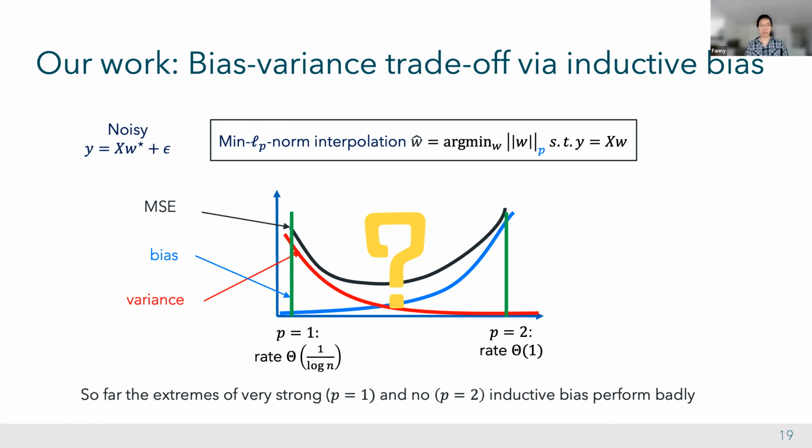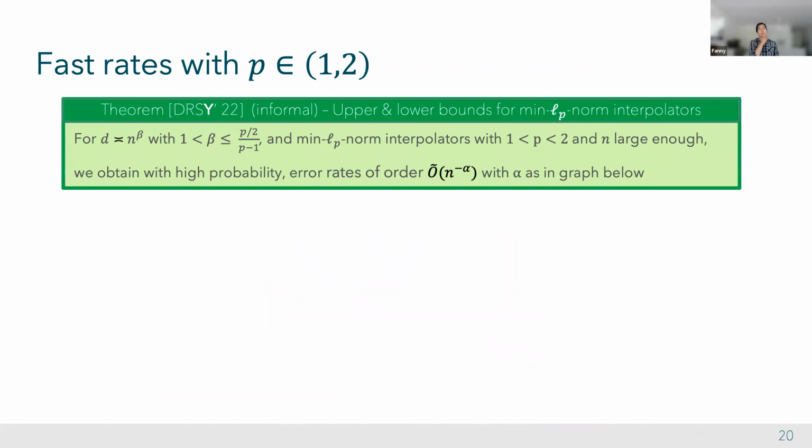And if I ask that question, I guess you already expect that the answer is yes, to some extent. And so this is what I'll discuss next. This paper was just published at ICML. Here we look at minimum ℓp norm interpolators with p between 1 and 2. Same setting, d of the order n^β, and β bigger than 1. Now β cannot be that large, depending on p, but it's still a good range.